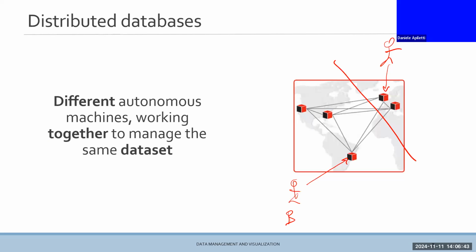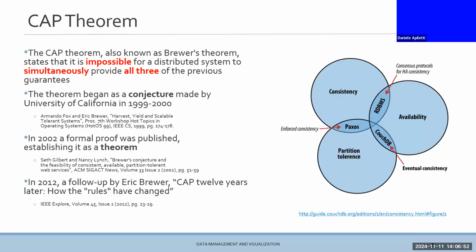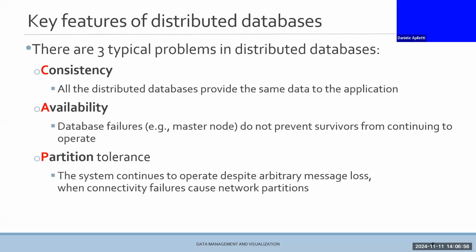First, I cut the network like this. This is a network partition. Okay, so network partition means... the theorem name is CAP. Why CAP? Because CAP are the initials of consistency, availability, and partition tolerance. Okay, so that's the name CAP theorem.